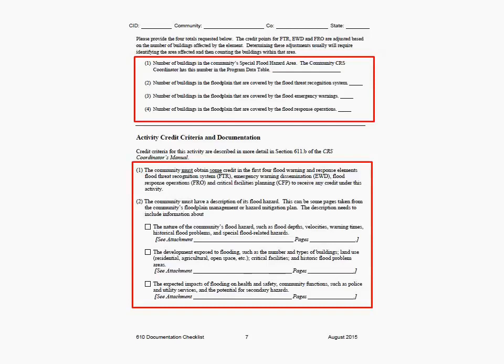The lower box contains three of the basic credit criteria, being the nature of the community's flood hazard. You can see on the top box, development exposed to flooding. You have your numbers of different buildings. And the third, the expected impacts on health and safety.